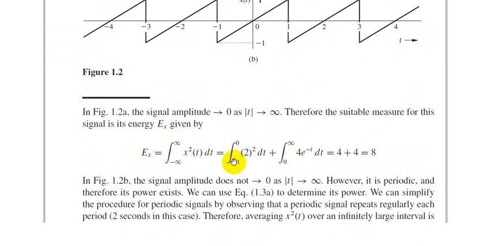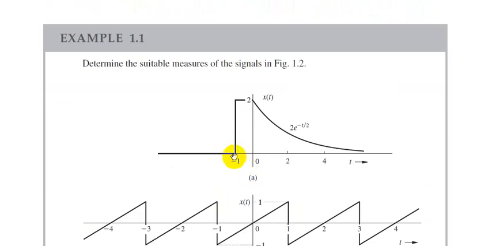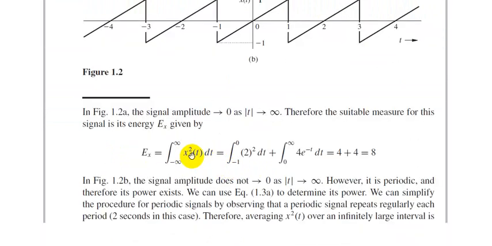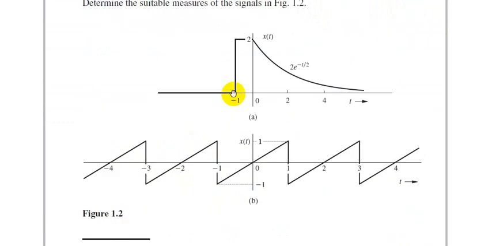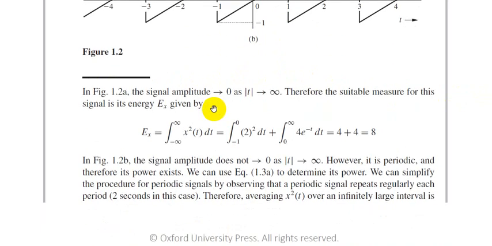As long as the value from minus infinity to minus 1 is 0, the 0 square will be 0. Therefore the whole integral part before t equals minus 1 will be 0, and we didn't include that part. We will just integrate this function from minus 1 to infinity, because there actually exist the values of x of t. This is what we have done here.